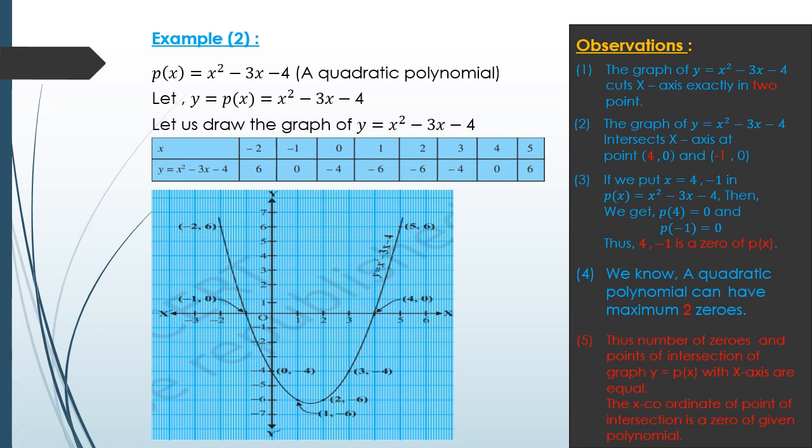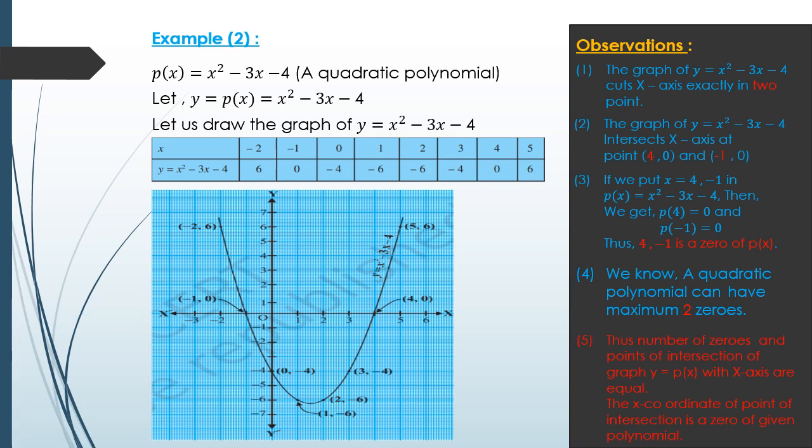Okay, so this is nothing but the geometrical meaning of zero. Geometrically, a zero of a polynomial is nothing but the x coordinate of the point of intersection of the graph representing the given polynomial and the x-axis. And the graph of the given polynomial intersects the x-axis in that number of points which equals the number of zeros of the given polynomial.